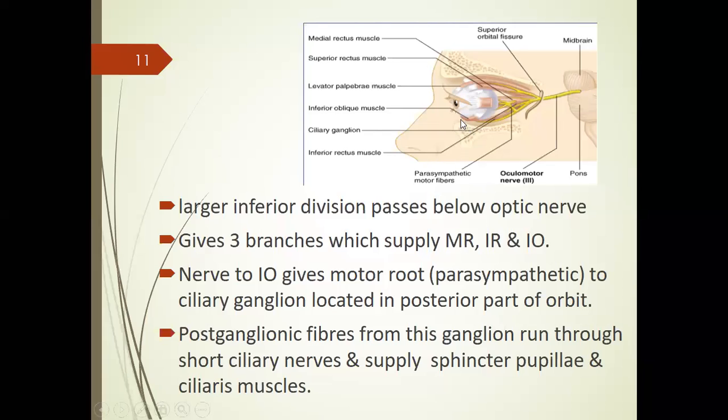Now nerve to inferior oblique. So this one is nerve to inferior oblique, gives rise to motor root or parasympathetic component to the ciliary ganglion. So this one is ciliary ganglion. Postganglionic fibers from the ciliary ganglion run through the short ciliary nerves and supply sphincter pupillae and ciliaris muscle.